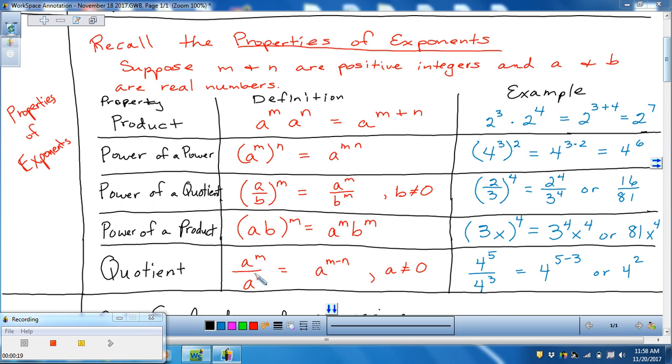a to the m divided by a to the n is equal to a to the m minus n, again provided that a is not equal to 0. And you can see some examples over here for each one of those properties. Go ahead and pause, copy these properties down, and we will get to some examples.